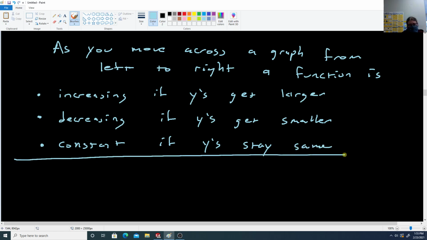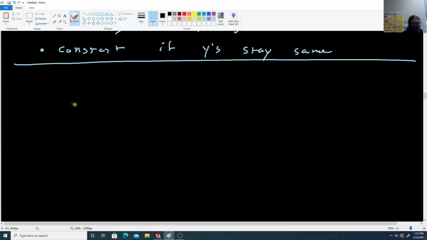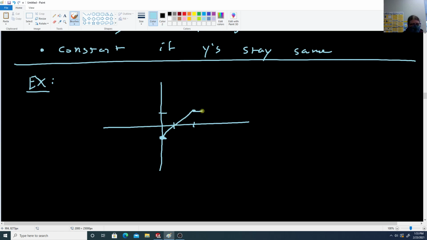So what we're going to do is we're going to draw a picture of a graph, and we're going to label where it is increasing, decreasing, and constant. So for this example, suppose we have a graph like this. So it starts here at negative 1, 0, and it's going to get from here over to here. Once we reach there, we do the same thing from here out to here. We go up again, and then we go down till we hit out here.